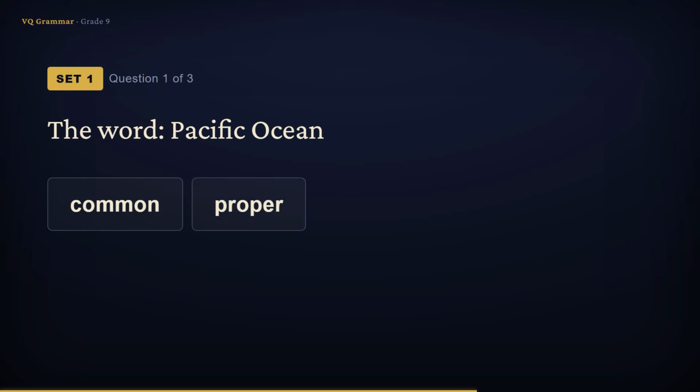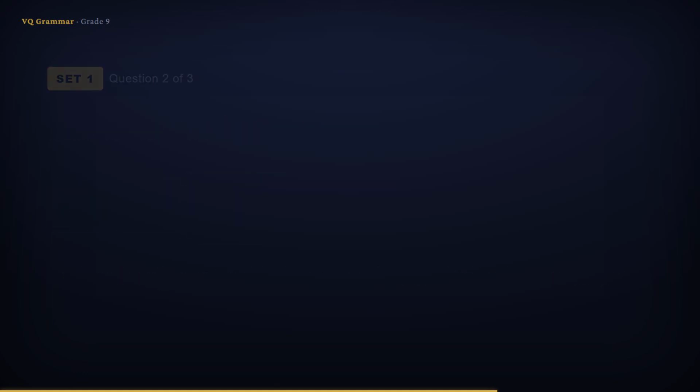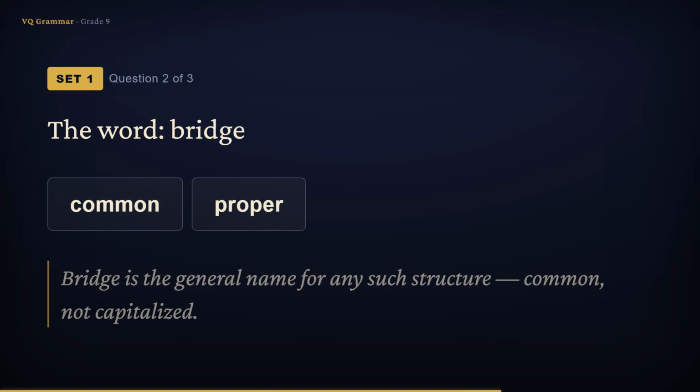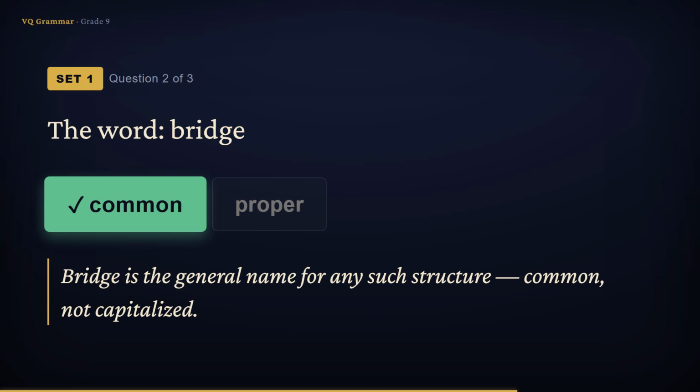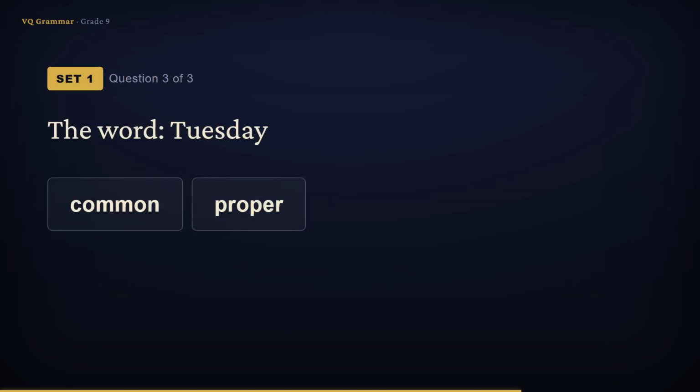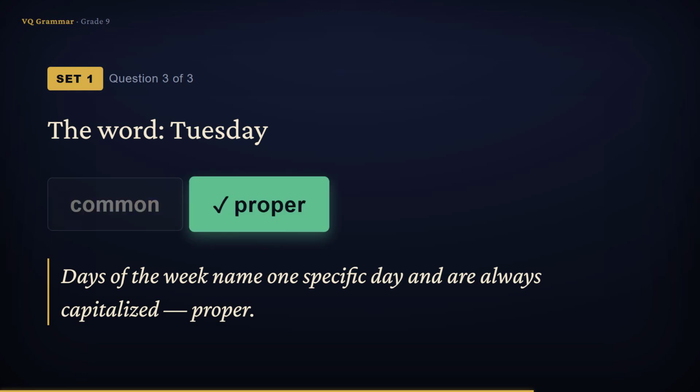The word is Pacific Ocean. Is that a general word or a specific name? There's only one Pacific Ocean, and we capitalize it, so this is a proper noun. The answer is proper. The word is bridge. Does it point to one particular bridge? No, it's the general name for any bridge at all, and it isn't capitalized. So bridge is a common noun. The word is Tuesday. Days of the week name one specific day and always take a capital letter. So Tuesday is a proper noun.